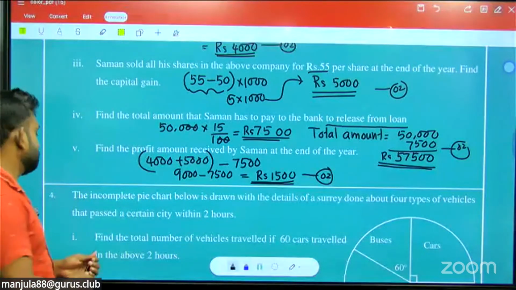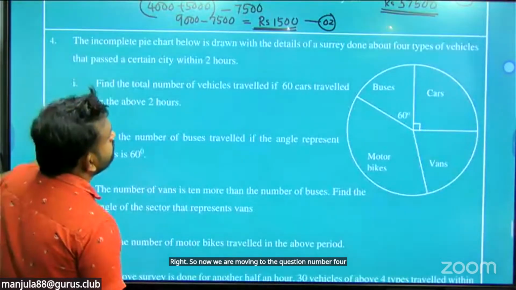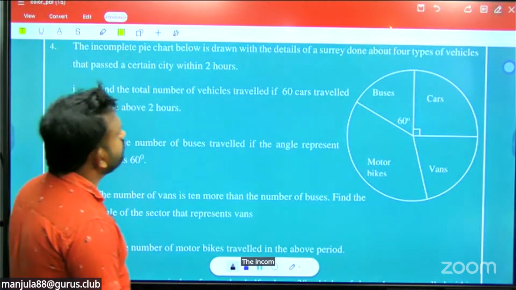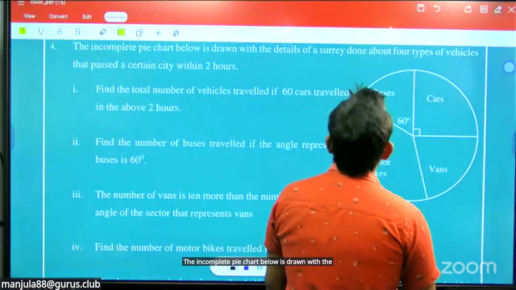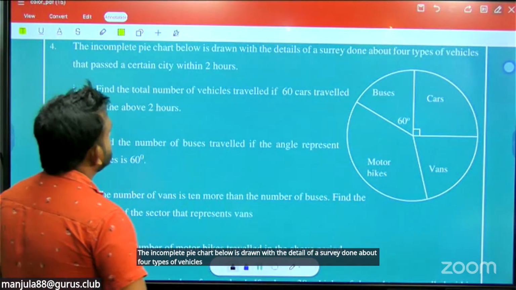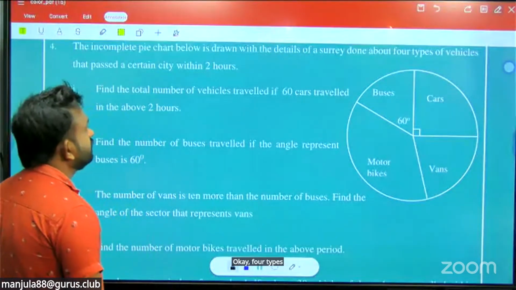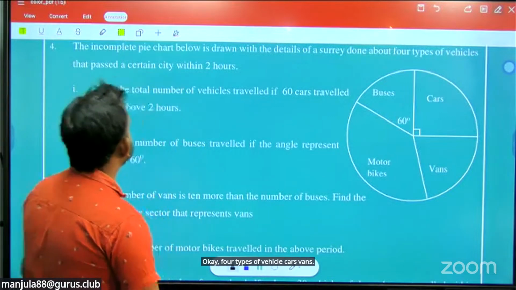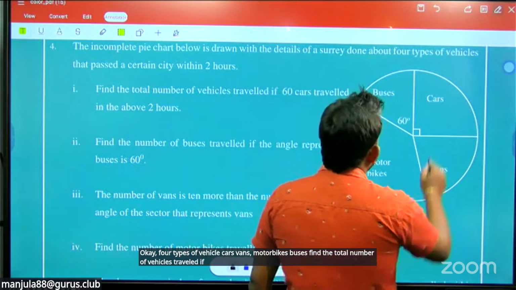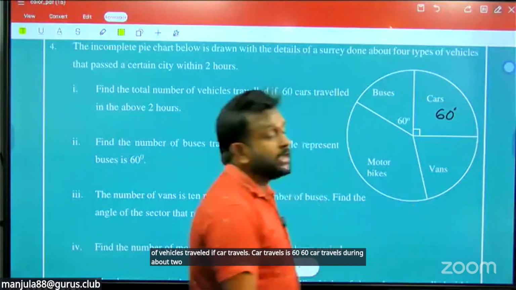Right. So now we are moving to question number 4. The incomplete pie chart below is drawn with the details of a survey done about 4 types of vehicles that passed a certain city within 2 hours. Right. Okay. 4 types of vehicle: cars, vans, motorbikes, buses. Find the total number of vehicles traveled if cars traveled 60 during about 2 hours. So that is 90 degrees.